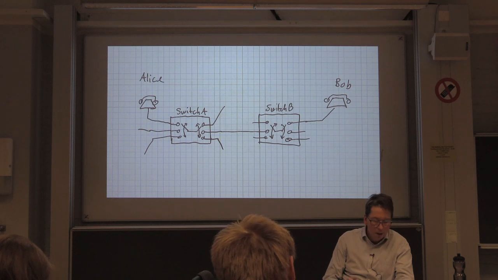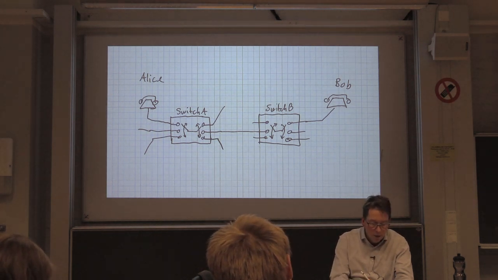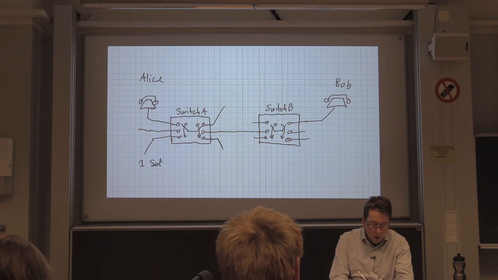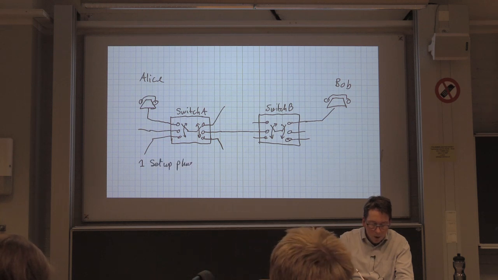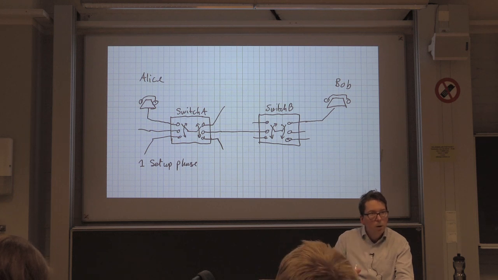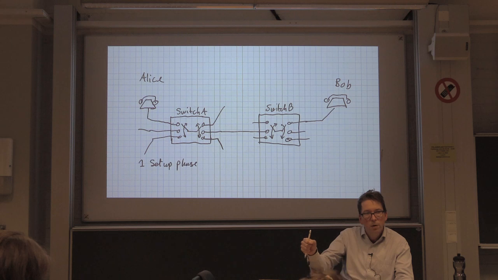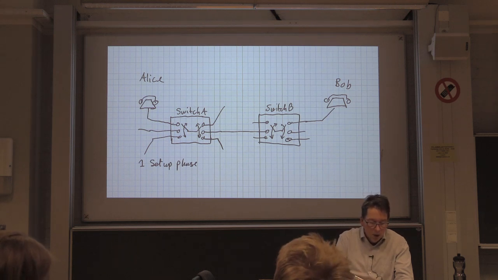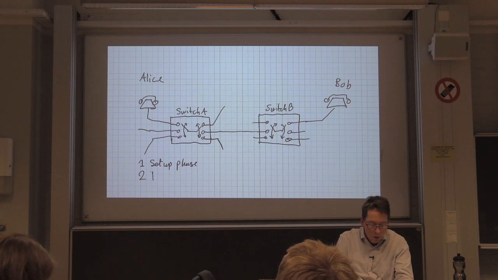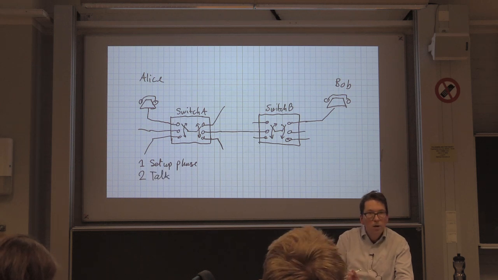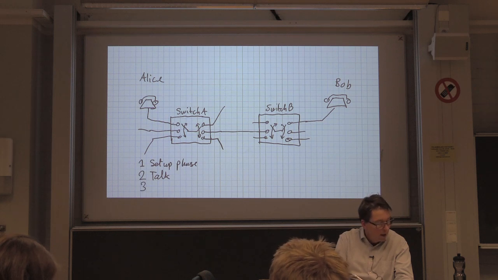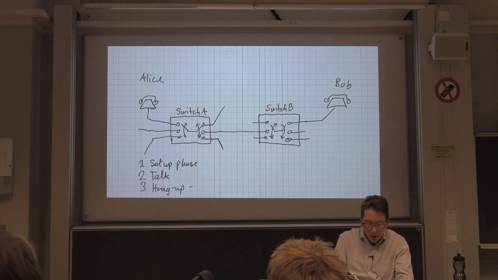And what happens here then is that we have three phases basically. We have the setup phase, essentially where Alice is taking off her hook, dialing the number, the network is setting up a connection, calling Bob, and Bob lifts the receiver. Okay, that's the setup phase. And then we have the talk phase, where they talk. And then there is the hang-up phase, where basically the circuit is released.